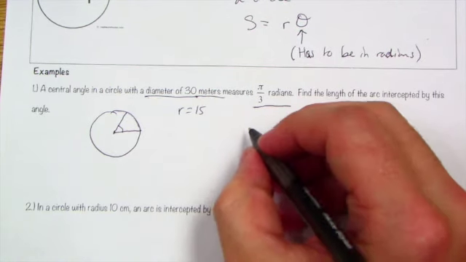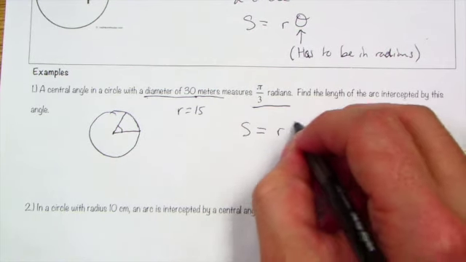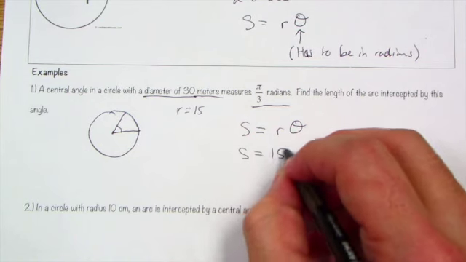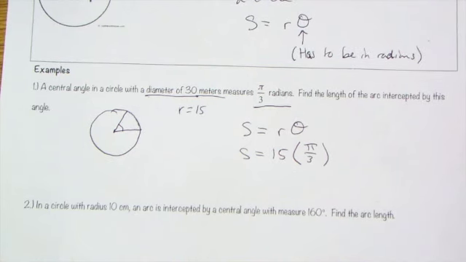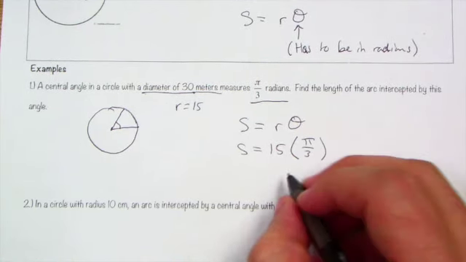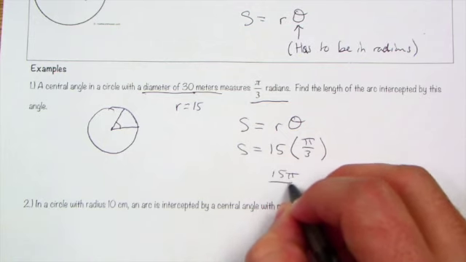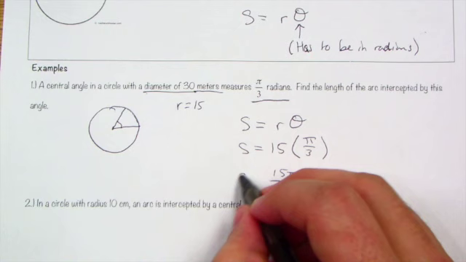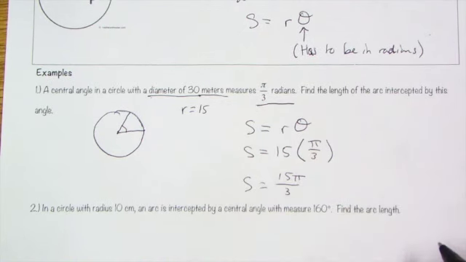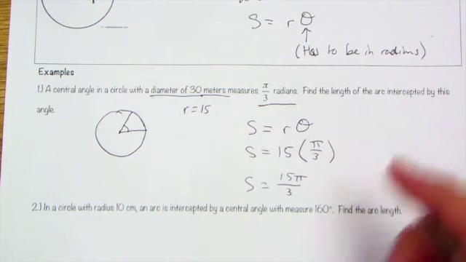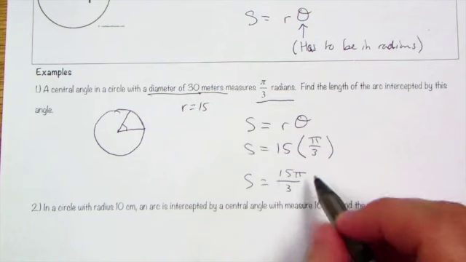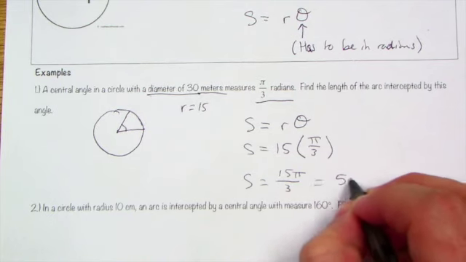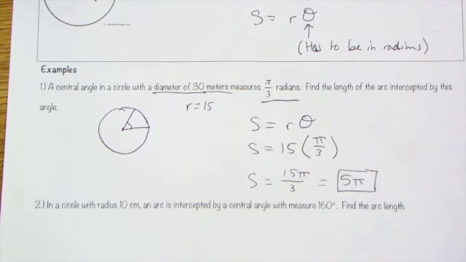So S equals R times theta. We have R as 15, and we have theta as pi over 3. And we can multiply those. Remember, pi doesn't actually change. So technically, this is 15 pi over 3. Pi never gets calculated. Never. It's just there. 15 pi over 3, well, you just reduce the fraction. 15 over 3 is 5. 5 pi. So that arc length would be 5 pi.